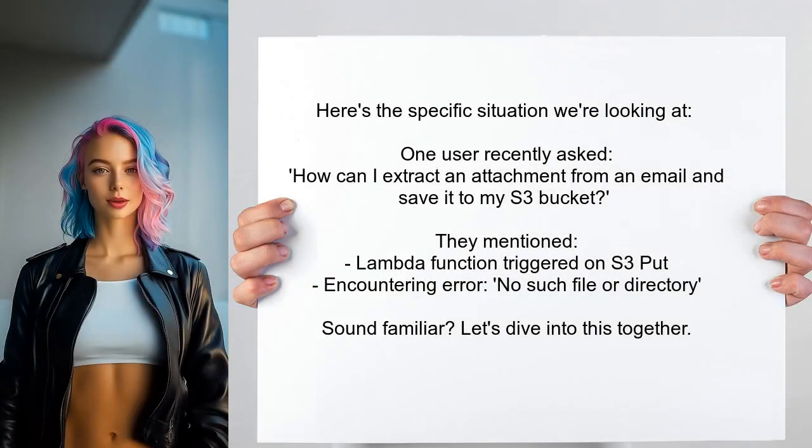Here's the specific situation we're looking at. One user recently asked, "How can I extract an attachment from an email and save it to my S3 bucket?" They mentioned that their Lambda function is triggered on S3 put, but they're encountering an error stating no such file or directory. Sound familiar? Let's dive into this together.